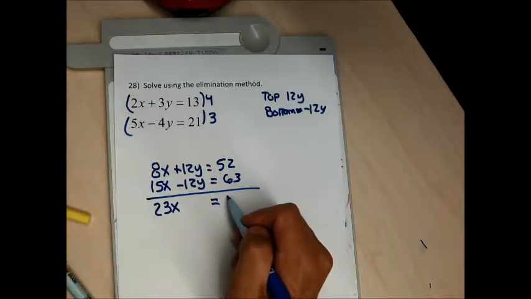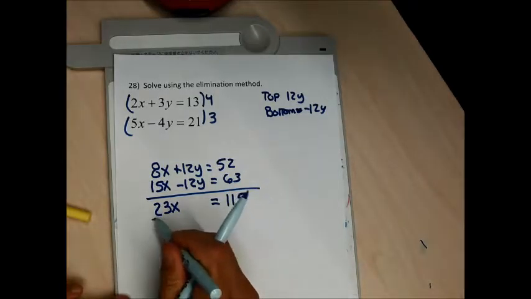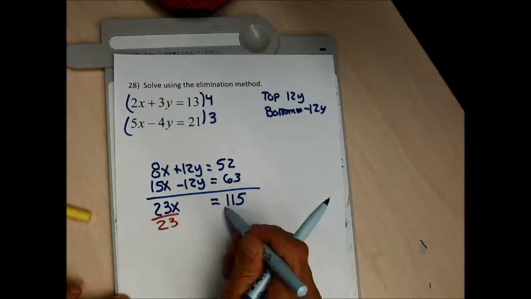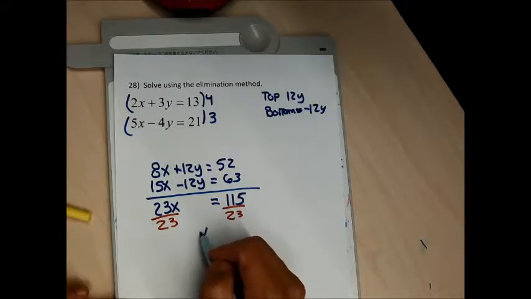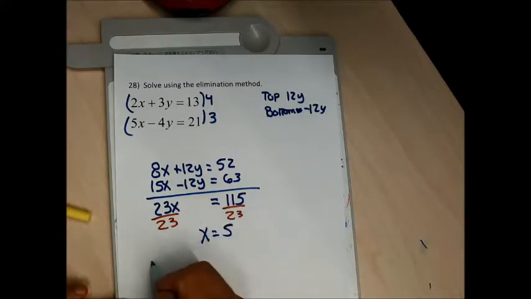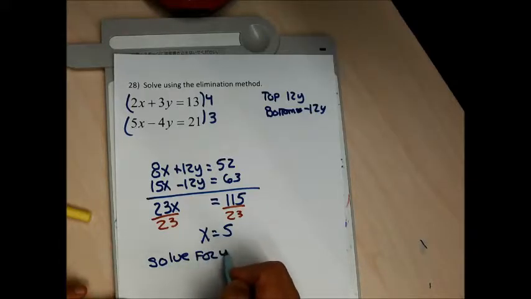This number is 115. And then I'll divide by 23. You can do this on your calculator if you can't know that that's 5 in your head. This gives me x equal to 5. Now I need to solve for y. And I can use any equation.